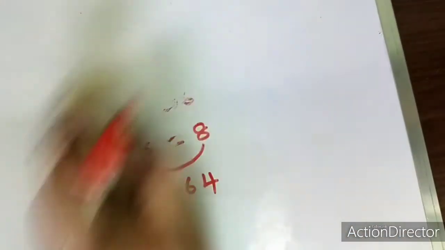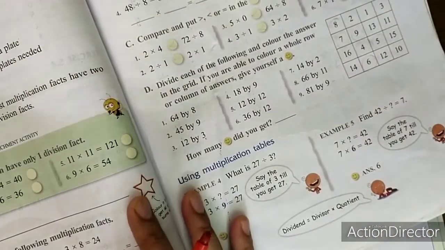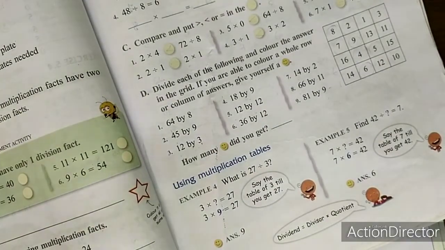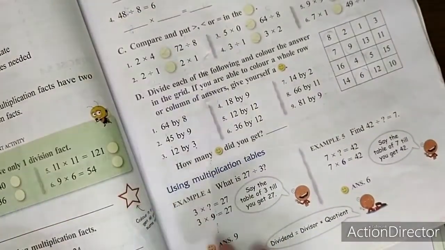Now we'll see exercise 5.5, page number 78.